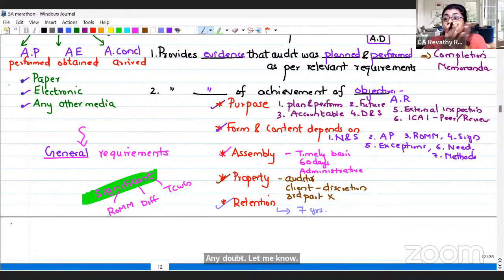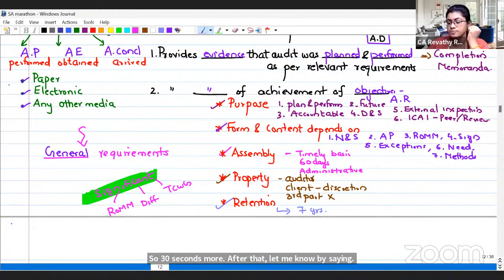So 230. 240 is fraud. 250 is laws and regulations. Both these standards are not there in the syllabus as such, just know that. So the next standards are 260 and 265. Both we will finish off fast. So 30 seconds more. After that, let me know.